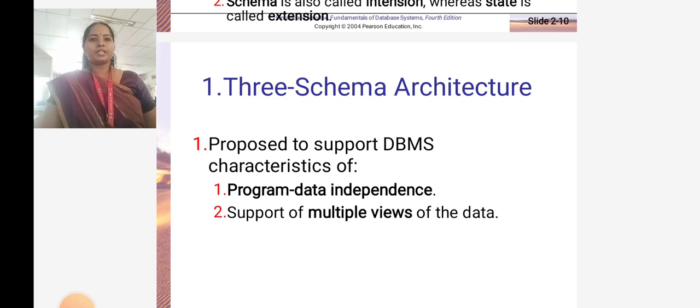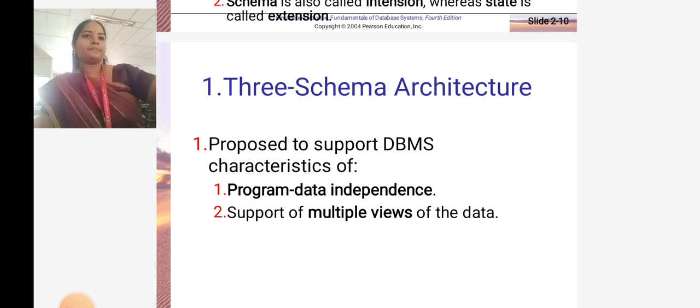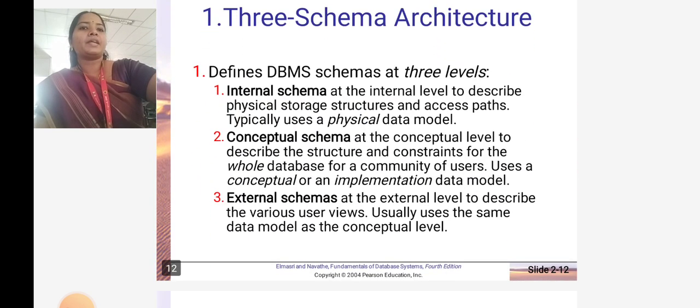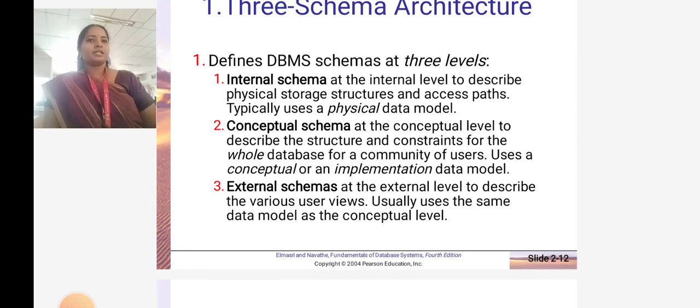So we are going to see about the three schema architecture, proposed to support DBMS characteristics of program data independence and support of multiple views of the data. So this is the value of the three schema architecture. It defines the DBMS schema at three levels. One is the internal schema, the next one is the conceptual schema, and the last is the external schema.